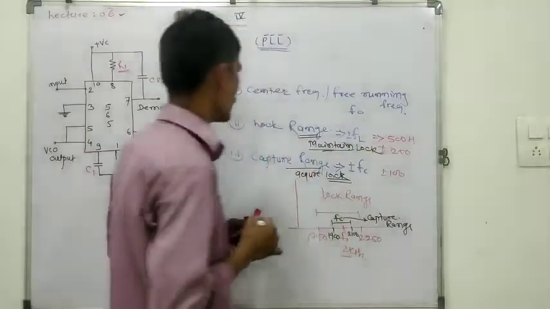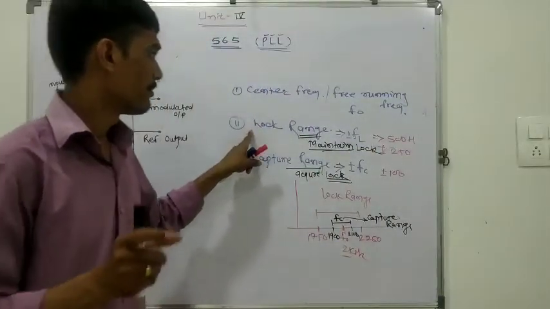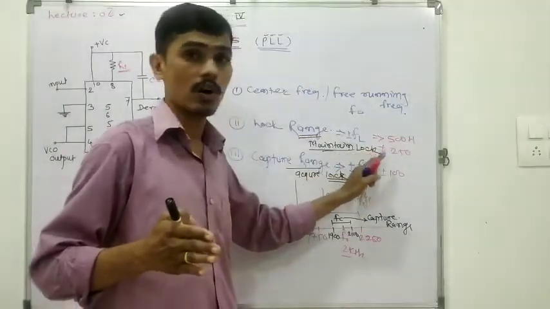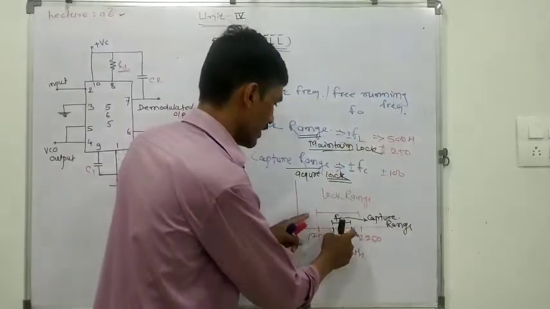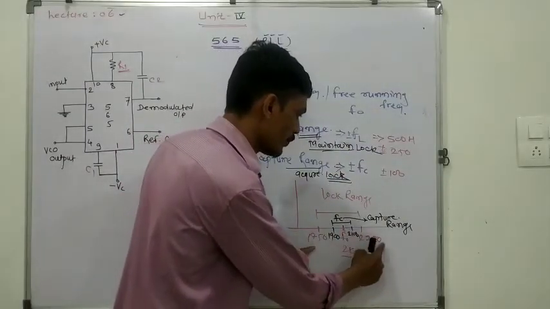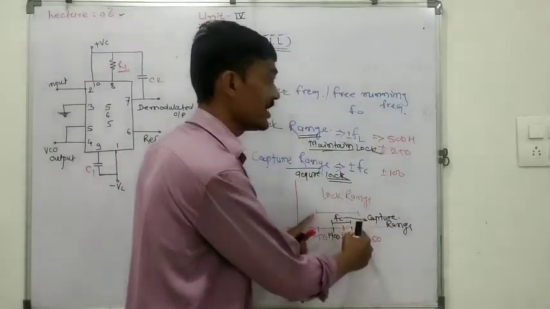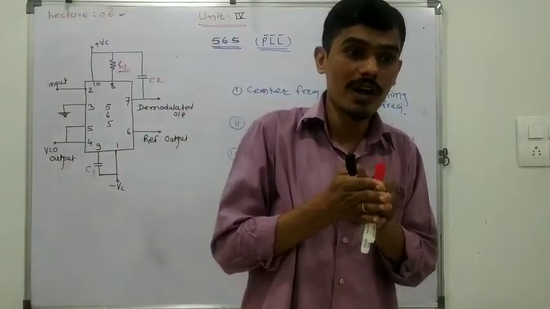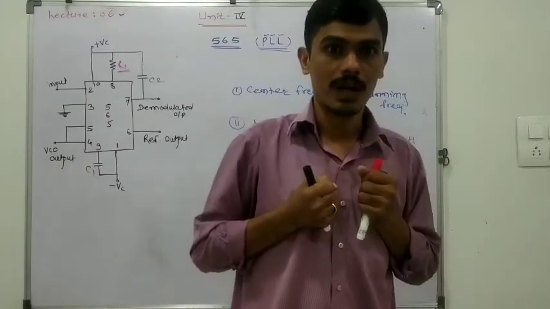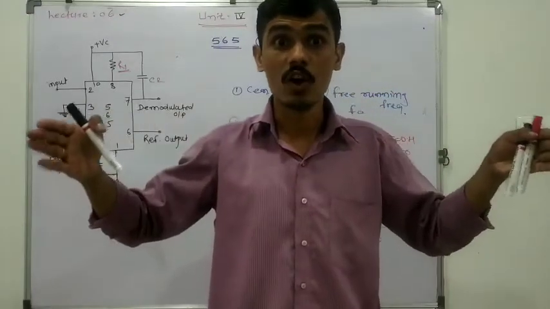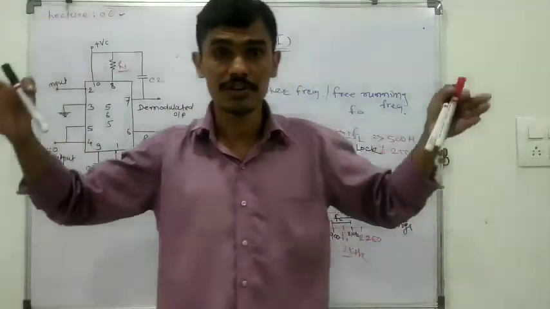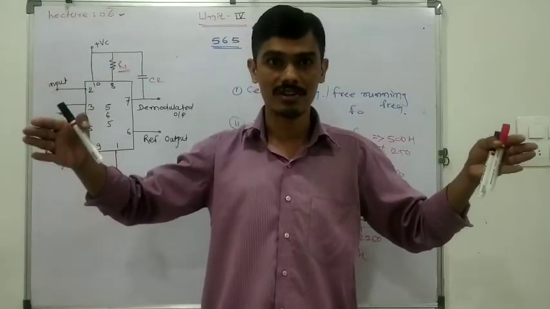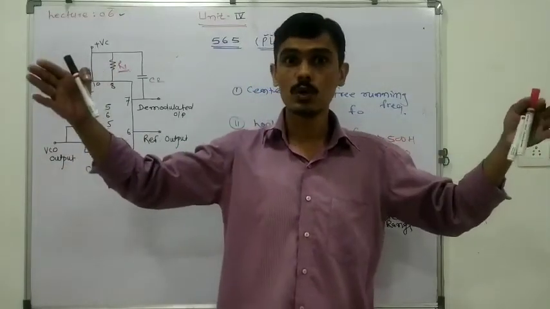So lock range is nothing but the input frequency over which it just maintains the lock. Maintaining the lock means, now, 1750 to 2250, over which it just maintains the lock. But I am not saying that it acquires the lock. Acquiring means capturing, and maintaining means this is the total range of the frequency over which it maintains its lock, or I just say it is the total locking range.